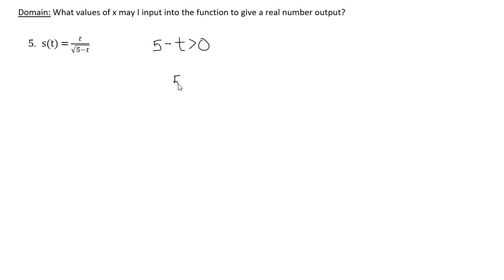So that means 5 is greater than t, and 5 then is the largest number and t is all the numbers that are smaller. So that means the domain is going to be negative infinity up to 5, but this time it cannot include 5, otherwise it'll make the denominator 0. So that's how you do domain. Ask yourself the question, what values of the input, usually x, sometimes t, may I input into the function to give a real number output that is defined?